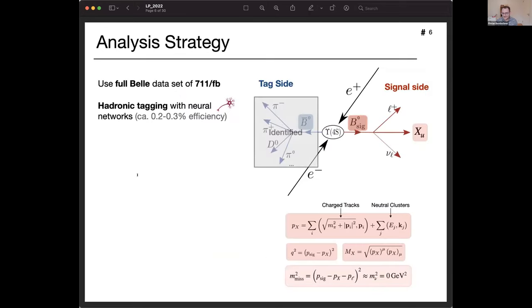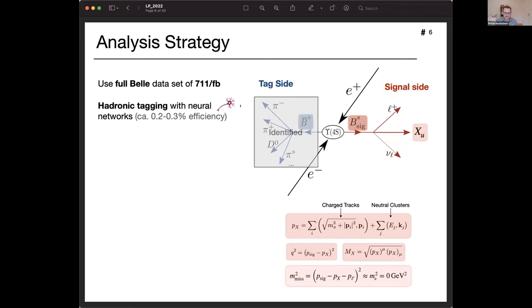The analysis strategy used in this paper is to, of course, make use of the full Belle data set of 711 inverse femtobarn, and then use a method that has quite a low efficiency called hadronic tagging, which uses neural networks to fully reconstruct one of those two B mesons that we produce in each of our collision events in hadronic modes. This allows us to fully identify the hadronic system on the signal side.